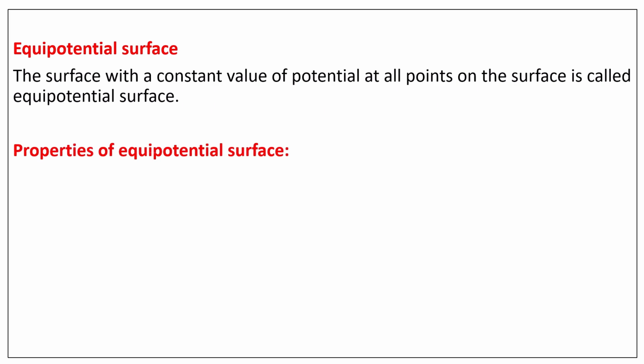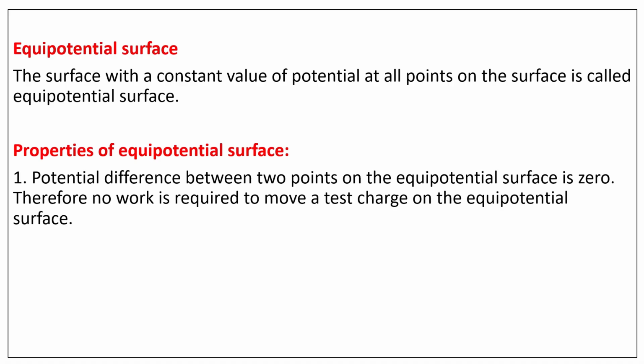The surface with a constant value of potential at all points on the surface is called equipotential surface. Properties of equipotential surface. 1. Potential difference between 2 points on the equipotential surface is 0. Therefore no work is required to move a test charge on the equipotential surface.